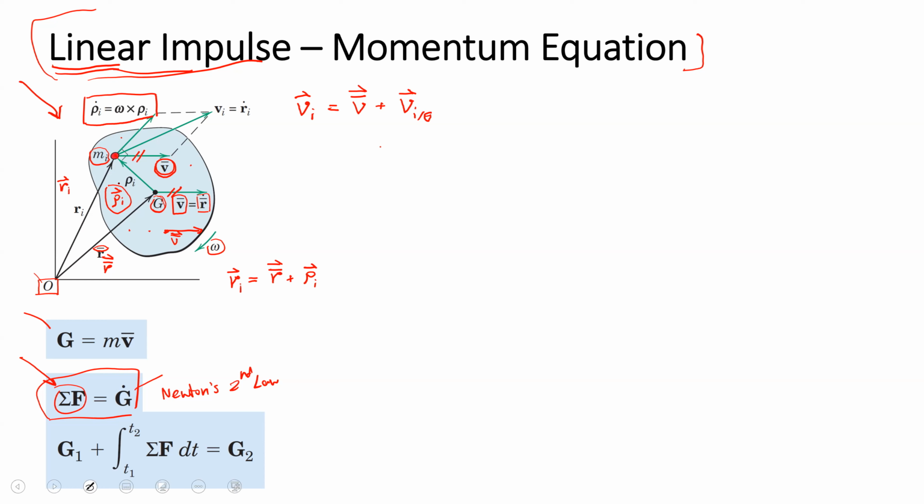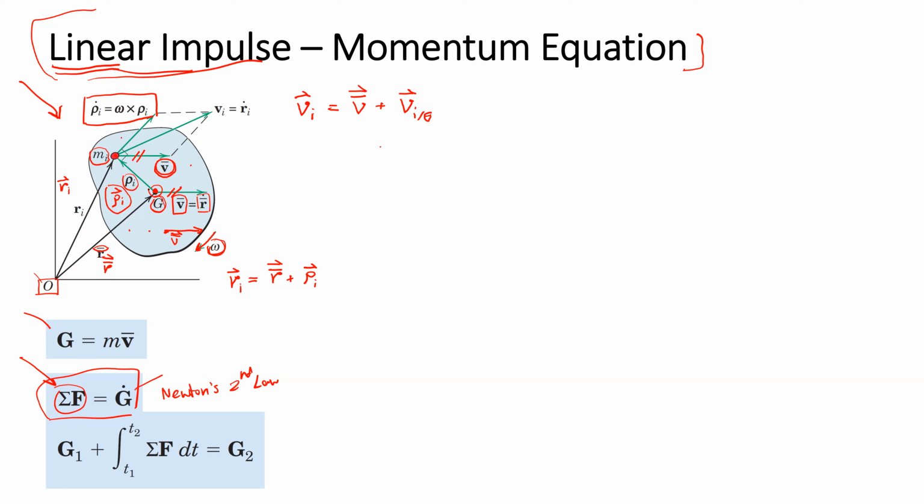And the relative position vector rho i. Omega cross rho i. With this magnitude of omega, the direction of omega now points into the screen by the right hand rule.